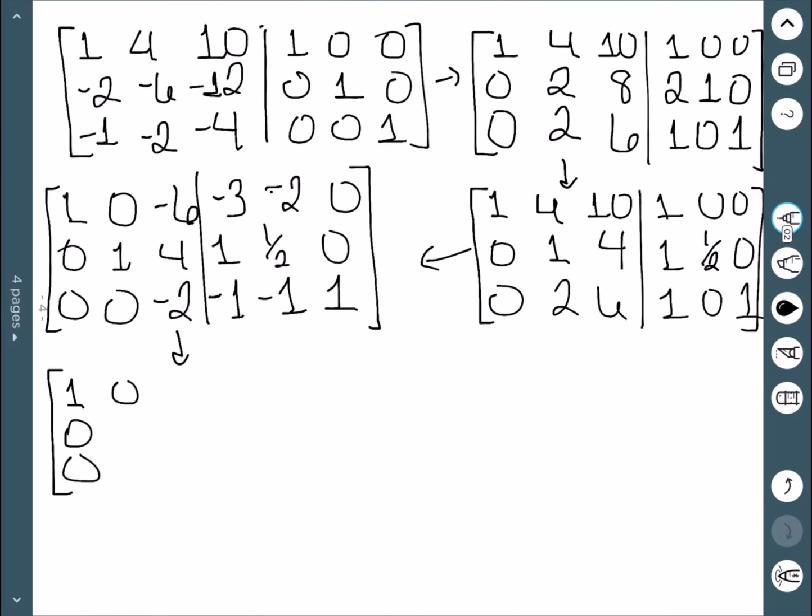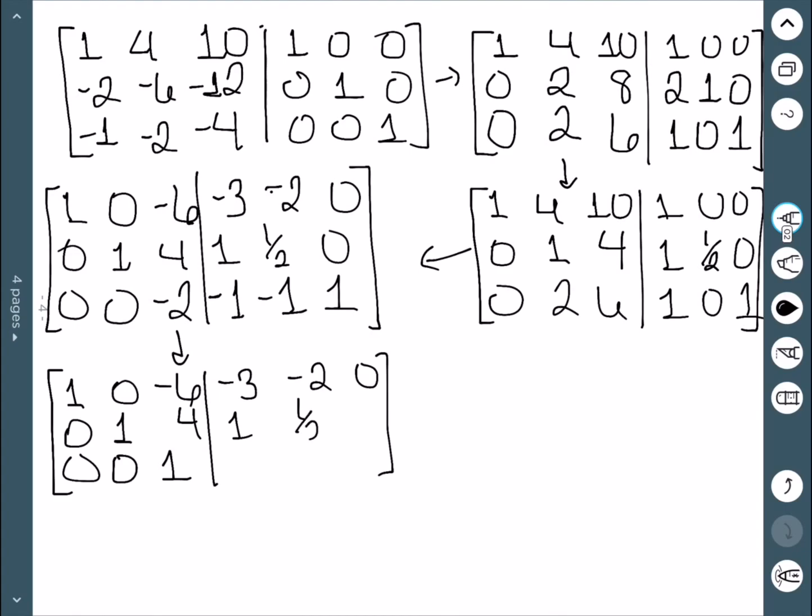My next step is to get a 1 in the third row, third column. So my first and second rows will not change here. I would need to multiply by -1/2 to get 1. That would give me a 1/2, a 1/2, and a -1/2.